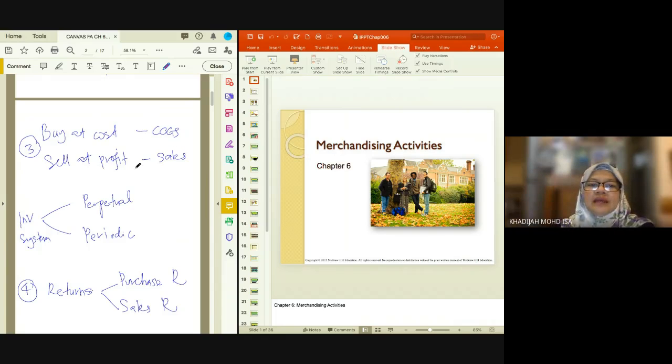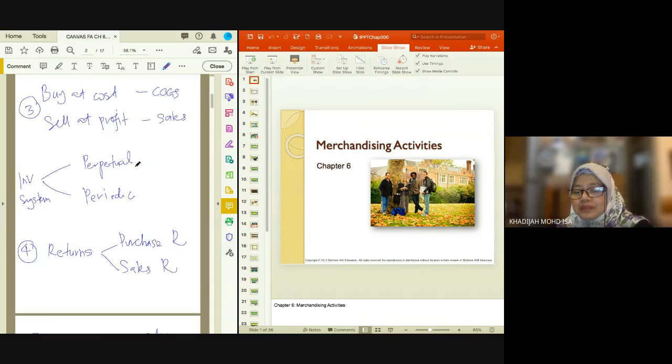Then in terms of the system, we're talking about inventory. So how is the system of the inventory? We have two types of inventory system: whether you go for the perpetual or you go for the periodic. The slide shows which company should go for perpetual inventory system and which company should go for periodic. I went through the slides earlier in the video just now.